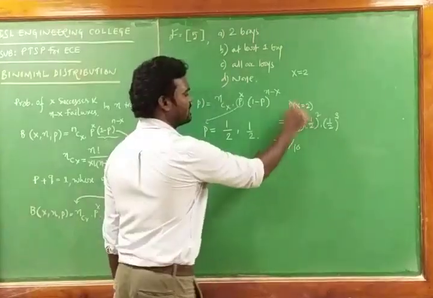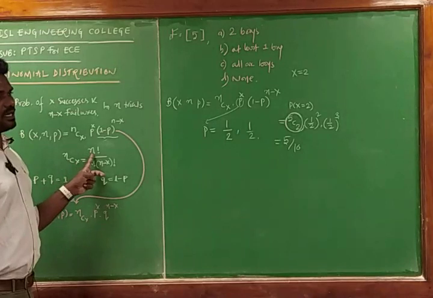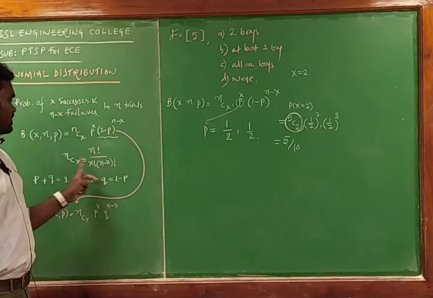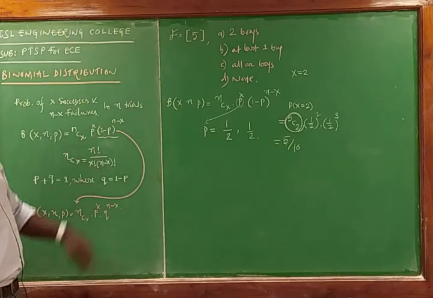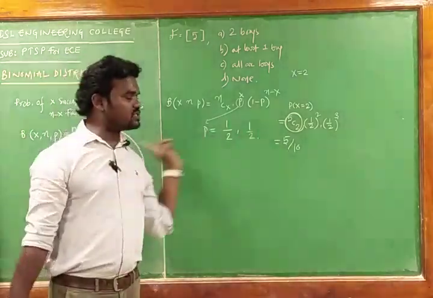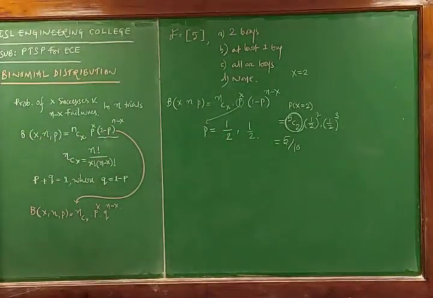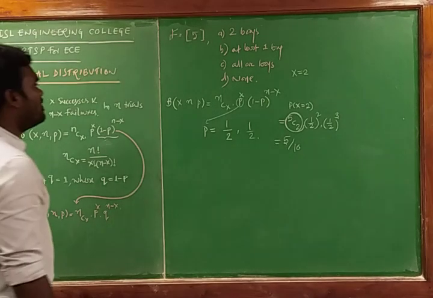You can get the answer 5C2. You can go with this formula, that is n factorial by x factorial into n minus x factorial, which is nothing but nCx, where n is 5, x is 2, and by simplifying this one using this formula, you can get the answer 5 by 16.